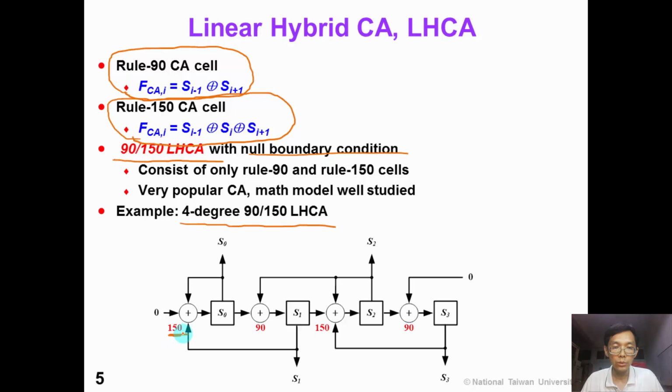This cell is rule 150 because it has 3 feedbacks. This cell is rule 90 because it has only the feedback from the left cell and from the right cell. It does not have an input from the cell i itself. Similarly, this is rule 150 because it has 3 feedbacks, and this is rule 90.